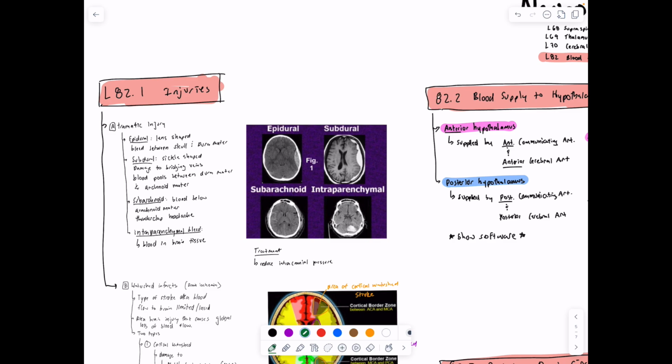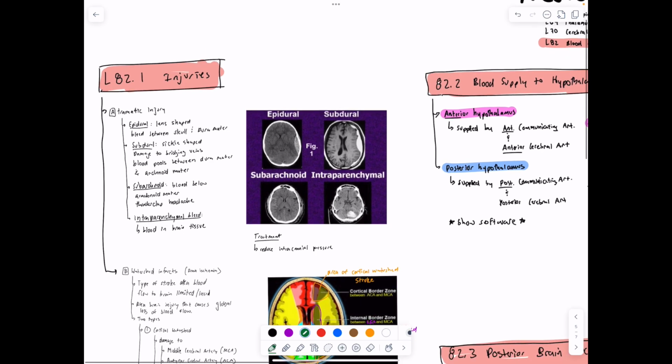So we have different injuries, just generally. This is the epidural, and you see a nice lens shape, and this is between the skull and the dura mater. Then we have subdural, which is a sickle-shaped one, and I think maybe a sickle is like this, right? So sickle-shaped, and a little bit longer than the bulging out that you see with the epidural. Subdural is between the dura mater and arachnoid mater, and it's due to damage of a bridging vein.